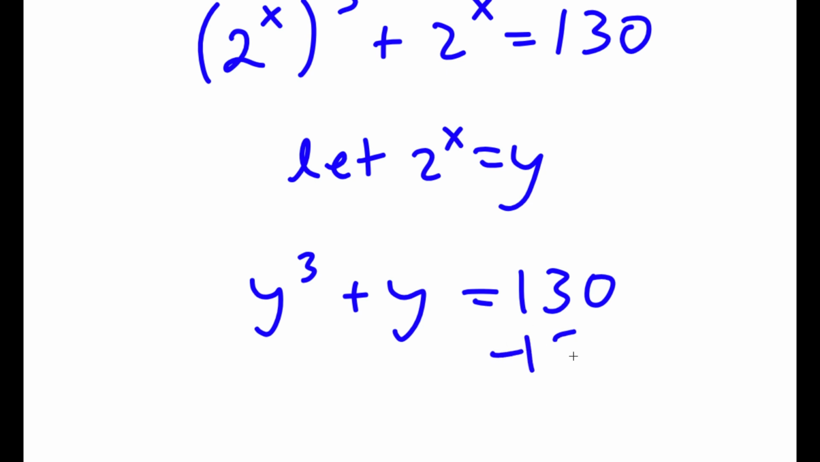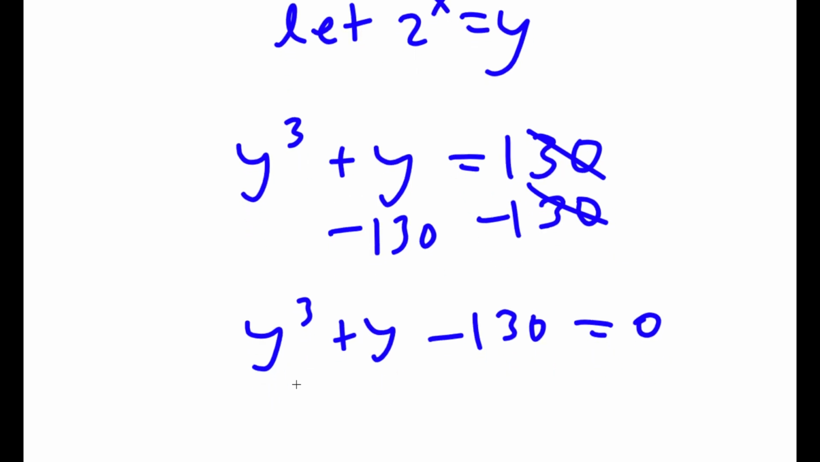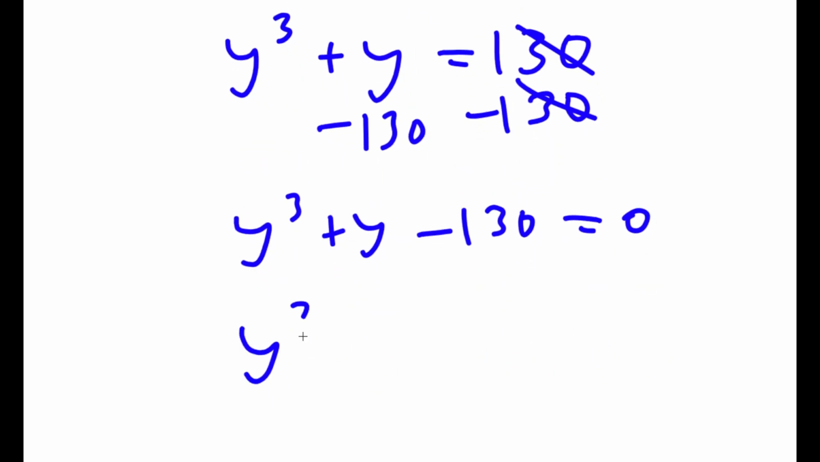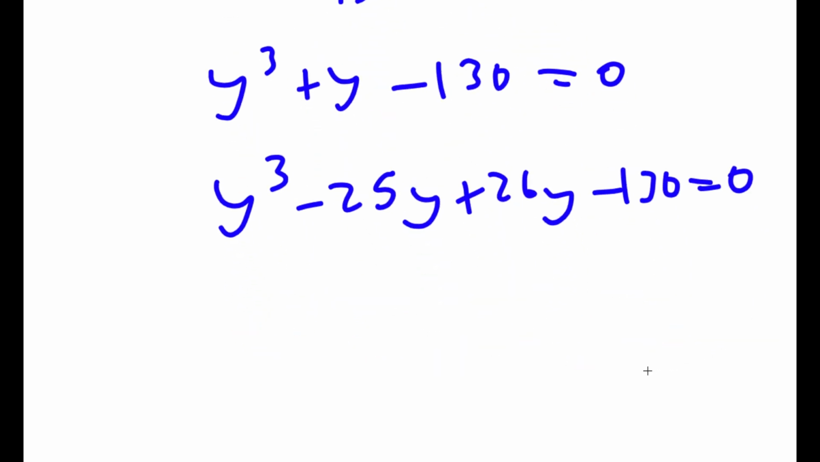Now I'm going to subtract 130 on both sides. These two cancel out. So now I have y to the power of 3 plus y minus 130 is equal to 0. Now I'm going to rewrite y here as negative 25y plus 26y. Now I have this minus 130 is equal to 0.